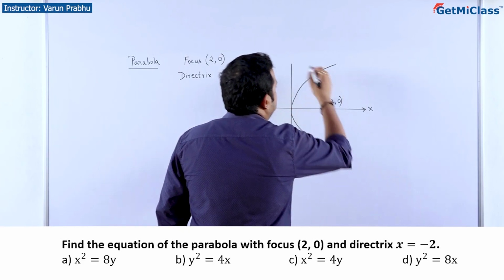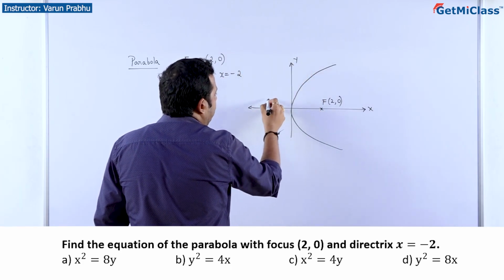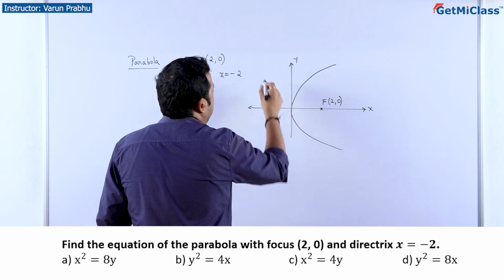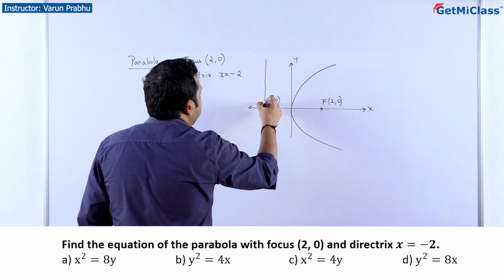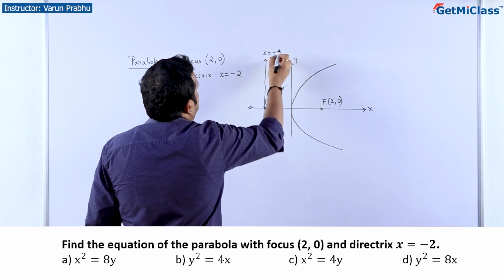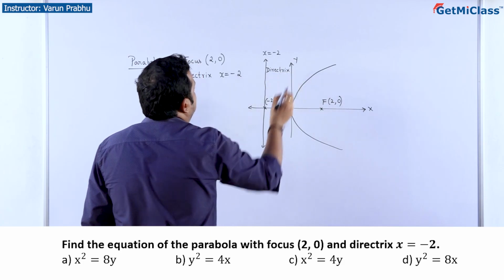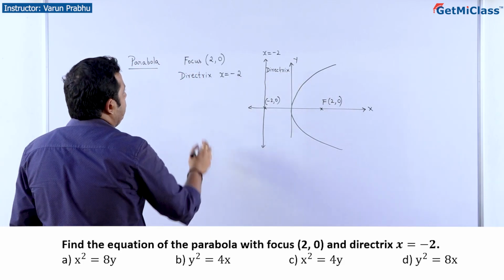This is the x-axis. This is the y-axis. Now exactly at the symmetrically opposite coordinate, that is (-2, 0), one line will pass. This line is nothing but x is equal to -2, which is the directrix.